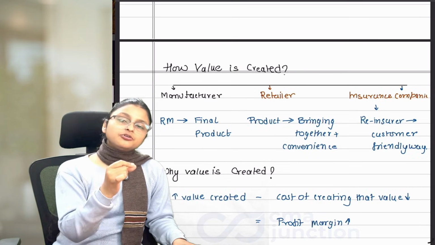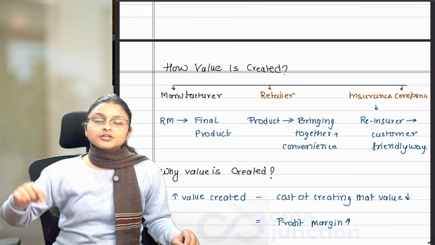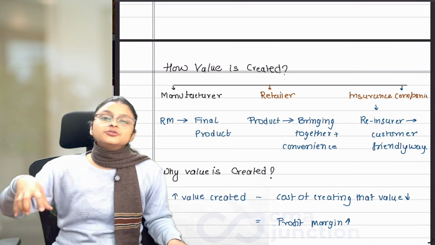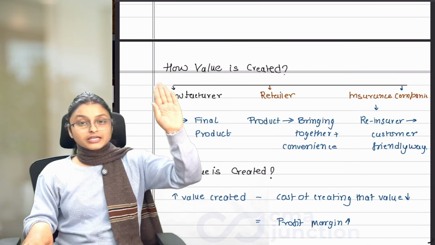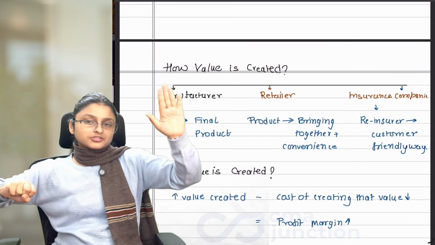But value creation alone is not the thing which impacts profit margin. We need to also take into consideration the cost of value created. Value created minus cost of value created is equal to profit margin.